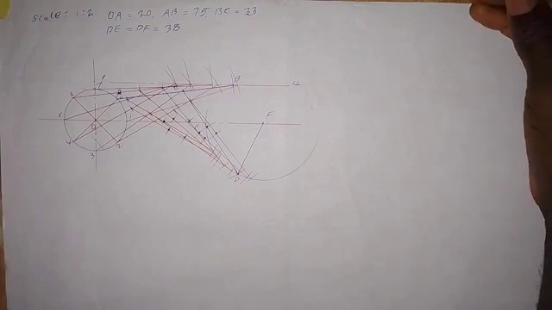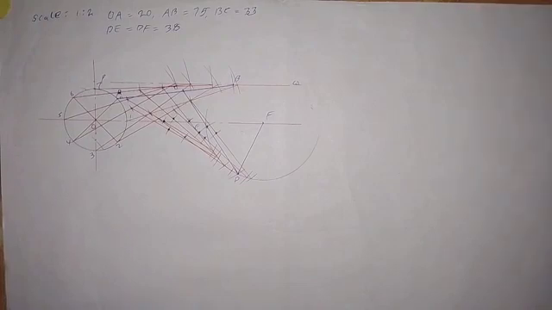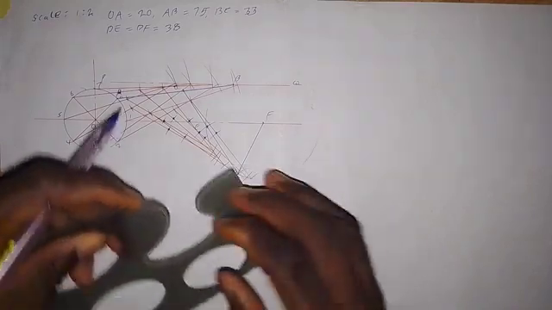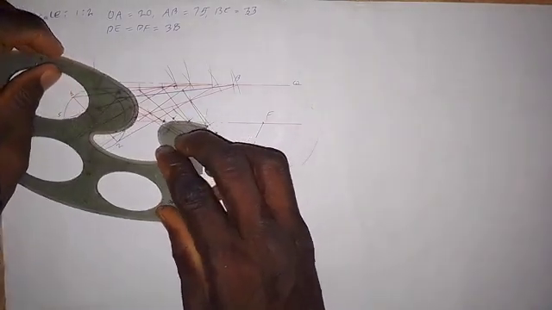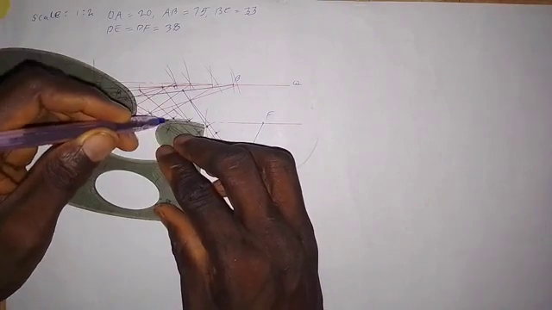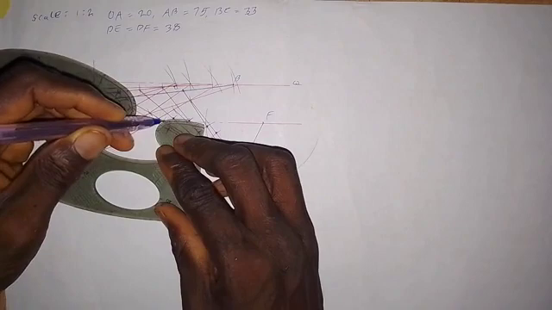The next thing that we're going to do now is to join the points together for us to obtain the locus of point E. We need to take it easy as we have here, so we can see the points like this.